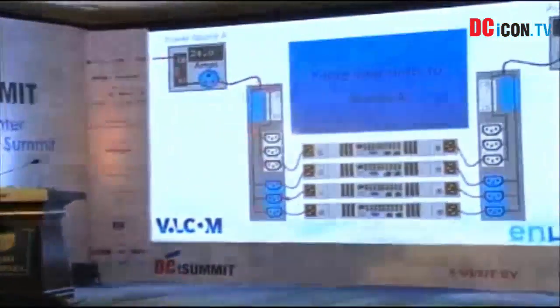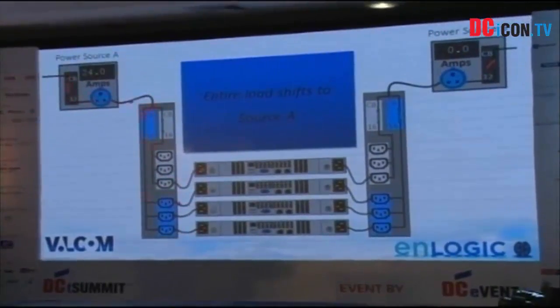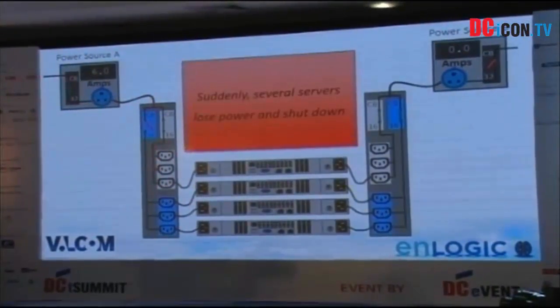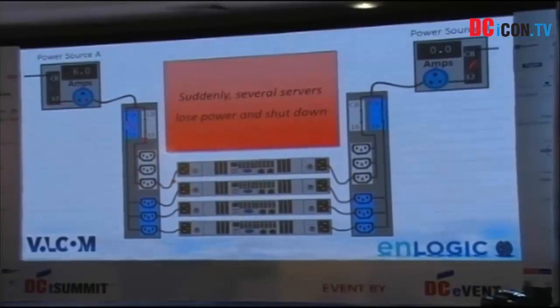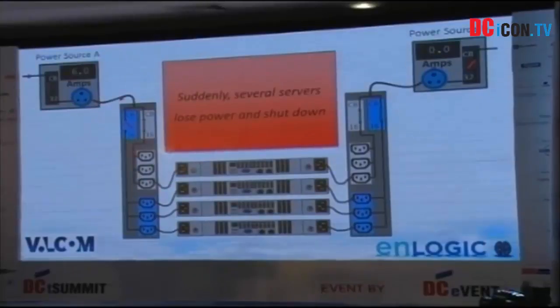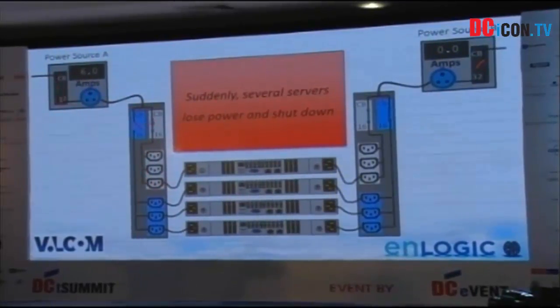So what happens in an eventuality when one source fails? When one source fails, the load is completely transferred to the other rack PDU. So in this scenario, the power is being supplied by the other PDU. Okay, suddenly you see some of the servers also lose power and go off, and the question would be raised, why?